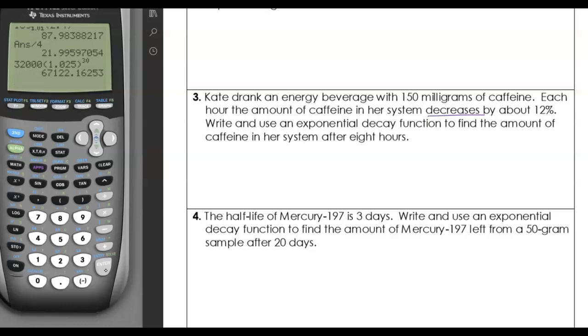Now, because it says this is decreasing, what type of problem is this? Yes, it's a decay, meaning I'm going to write down my initial amount, which is 150. But then when I write my 1 and my rate, I'm going to subtract them. And my rate is 0.12 raised to the power of t.